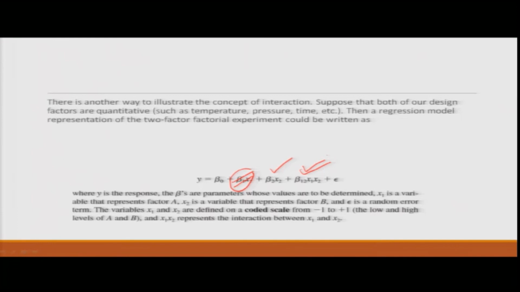Here it states that y is the response, the betas are the parameters whose values are to be determined, x1 is the variable A, x2 represents the variable that represents factor B, epsilon is the error term, and the variables x1 and x2 are defined on the coded scale from -1 to +1. Obviously, you can scale them, while x1 into x2 represents the interaction between x1 and x2 taken together.